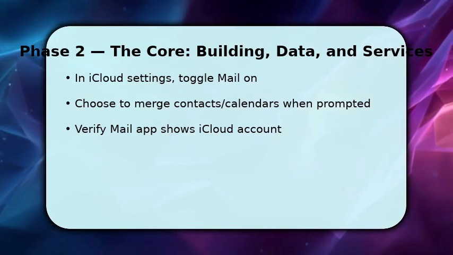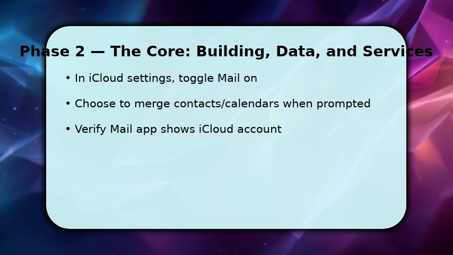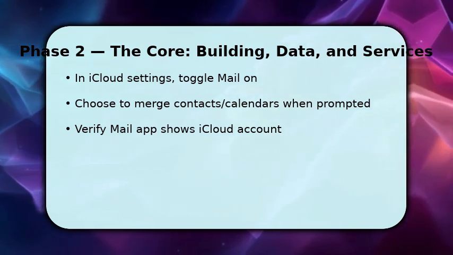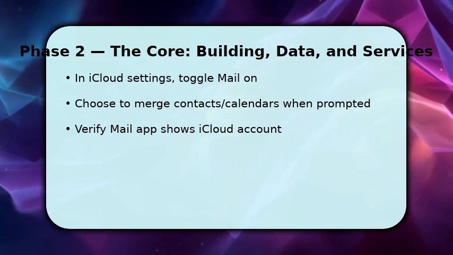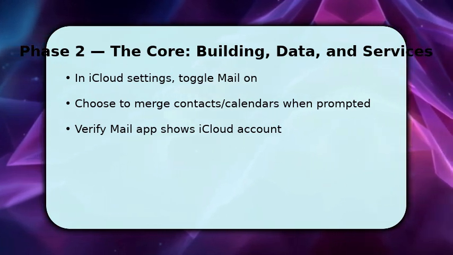Now you'll enable iCloud Mail itself. In Settings under your Apple ID, tap iCloud and switch on Mail. You may be asked to merge existing contacts or calendars. Choose Merge if you want a single unified set. After toggling Mail, return to the Mail app and pull down to refresh.